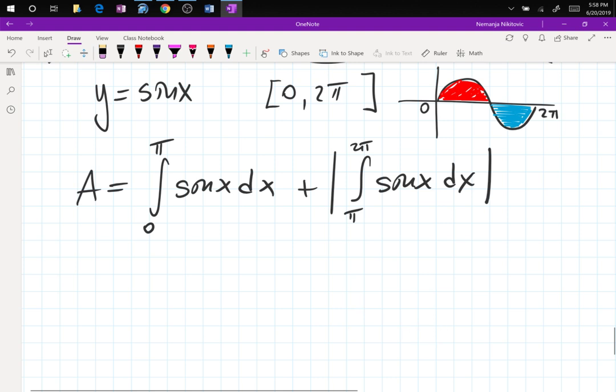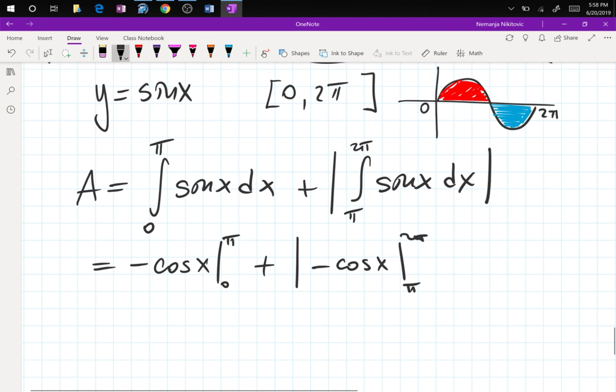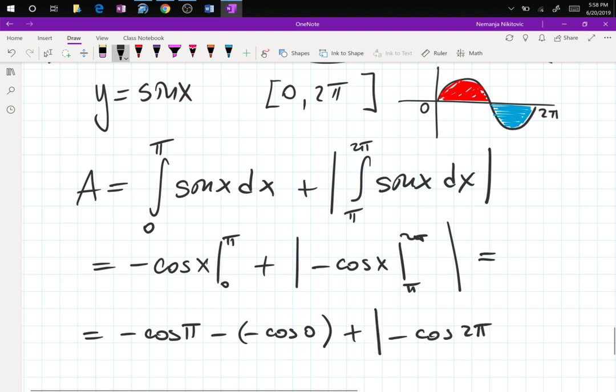All right, so patience, young Padawan. Negative cosine x from 0 to pi plus absolute value of negative cosine x from pi to 2 pi. Negative cosine pi minus negative cosine 0 plus absolute value of negative cosine 2 pi minus negative cosine of pi.